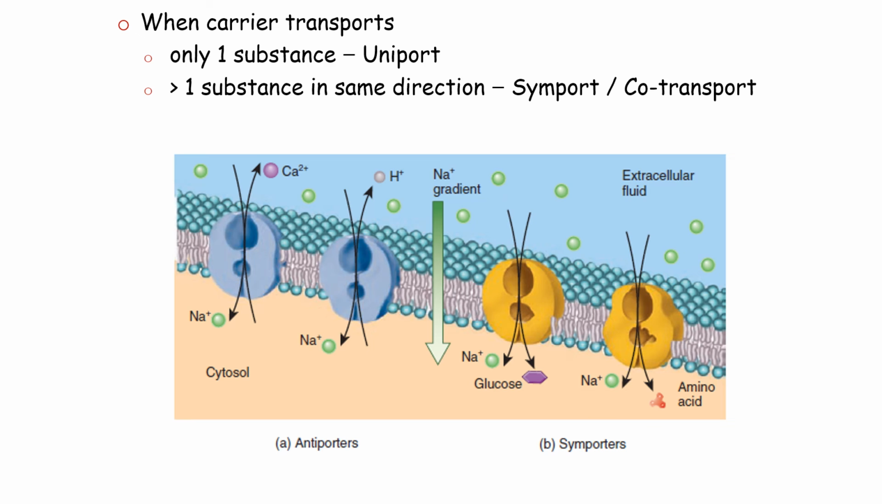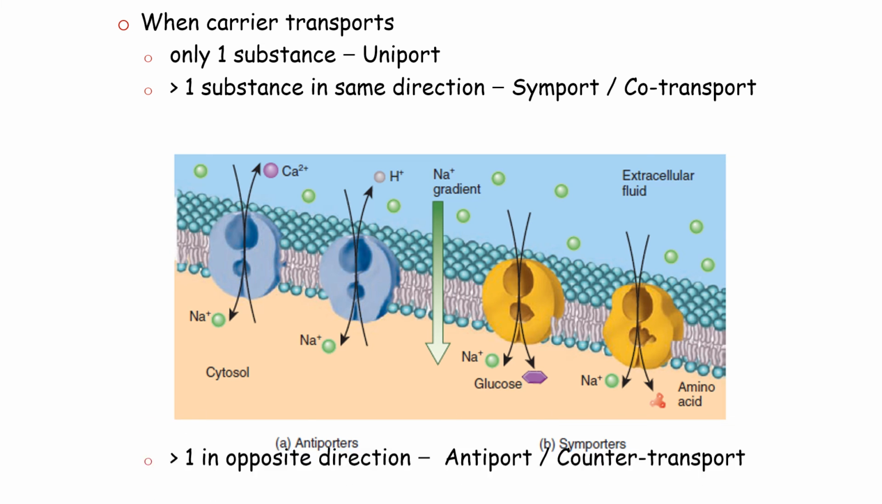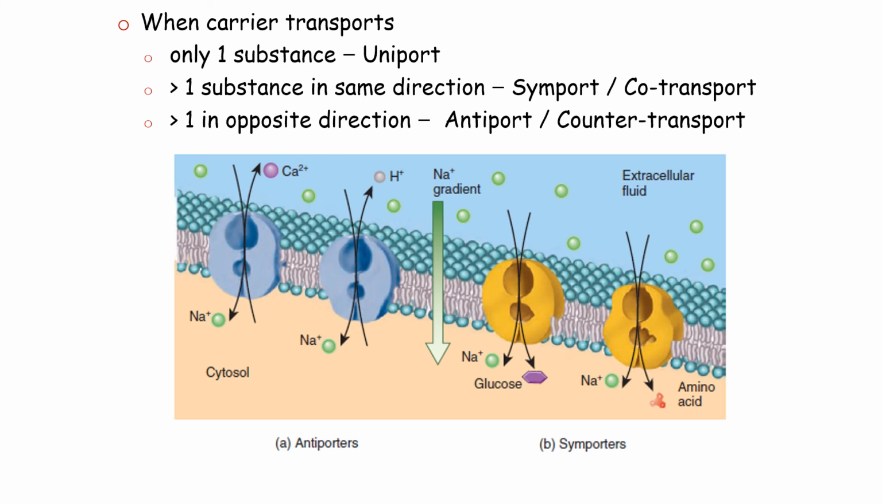They are transporting sodium and glucose in the same direction, and sodium and amino acid in the same direction, from a region of high concentration, that is extracellular fluid, into intracellular fluid. And if the substance is carried in the opposite direction by the carrier protein, it is known as an antiporter or a counter transport mechanism. Here you can see the carrier proteins which are blue in color are acting as an antiporter for sodium and calcium, the sodium-calcium exchanger, or sodium and hydrogen. You can see the direction of both the ions is opposite. So we have three main types of carrier protein transporters.